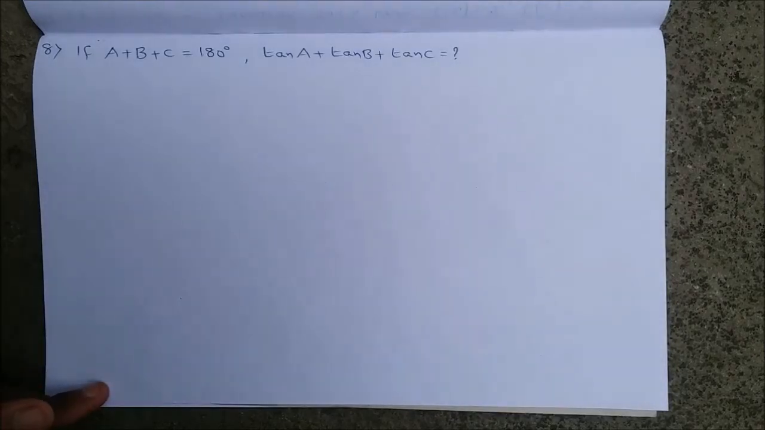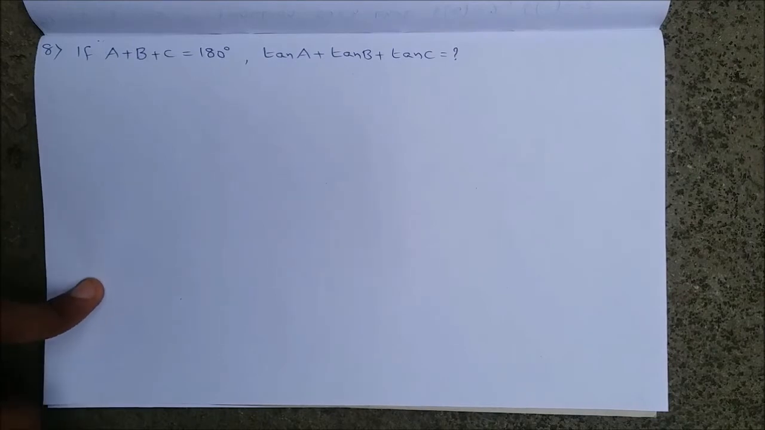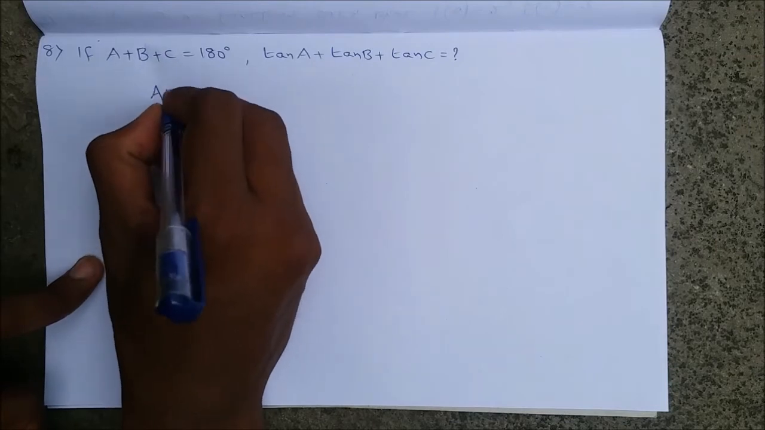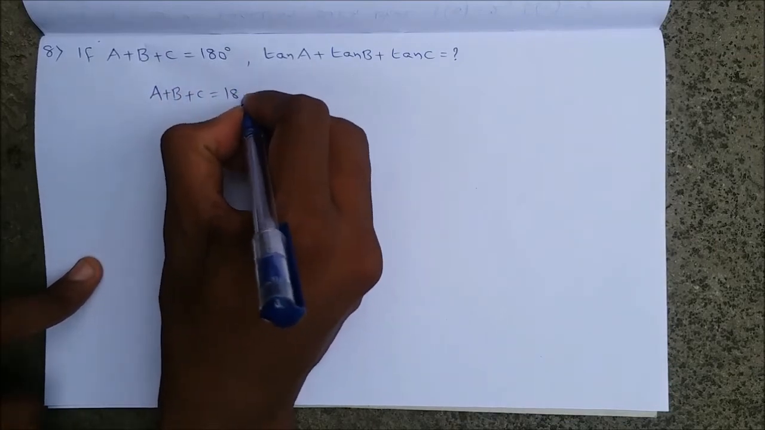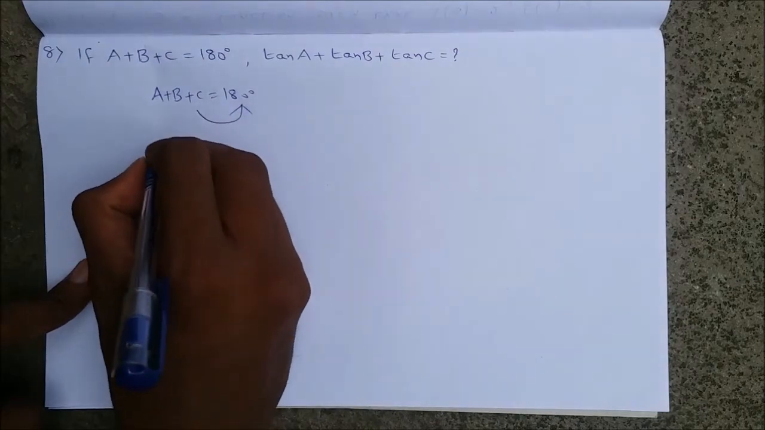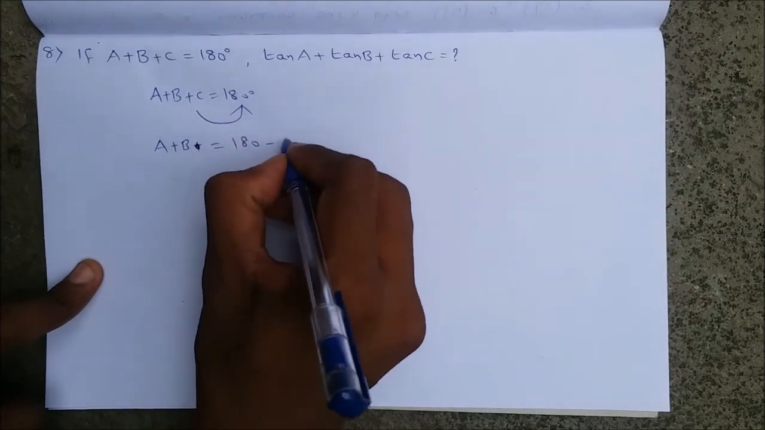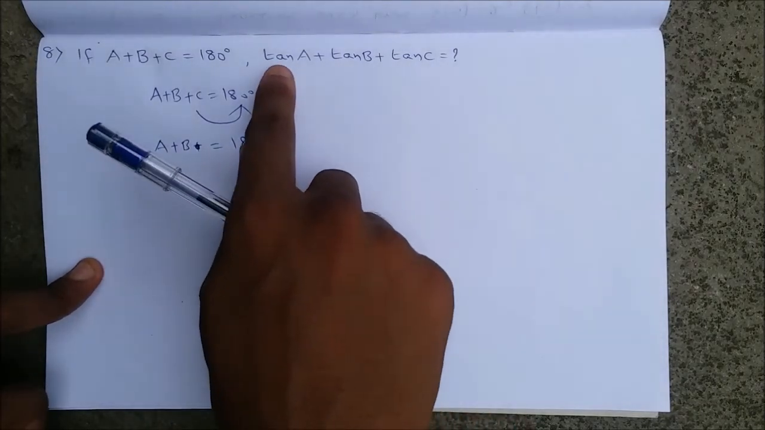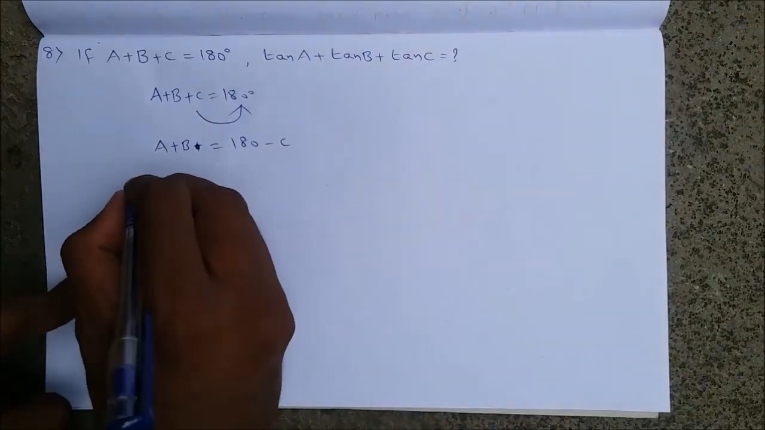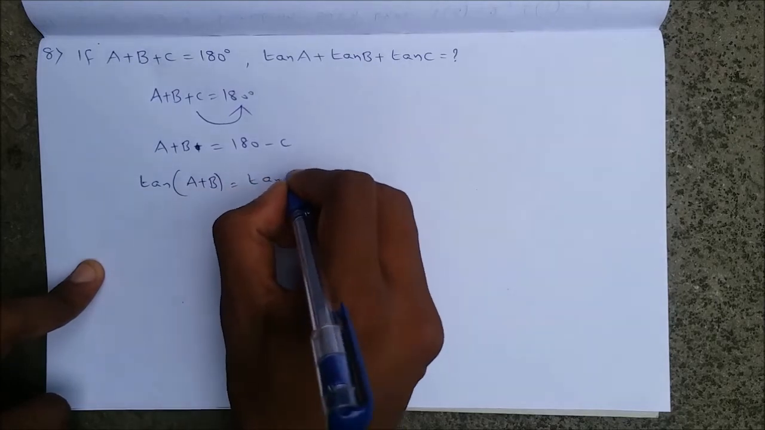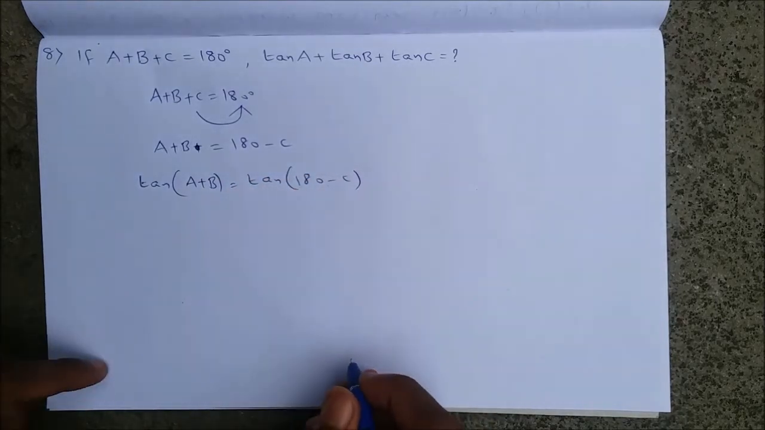Okay, the next question is, if A plus B plus C is equal to 180 degrees, then find the value of tan A plus tan B plus tan C. So here A plus B plus C is equal to 180 degrees. Now C I am taking to the right side, so we remain with A plus B is equal to 180 minus C. Now in the question we want everything related to tan, so I am applying tan on both the sides. So we get tan of A plus B is equal to tan of 180 minus C.